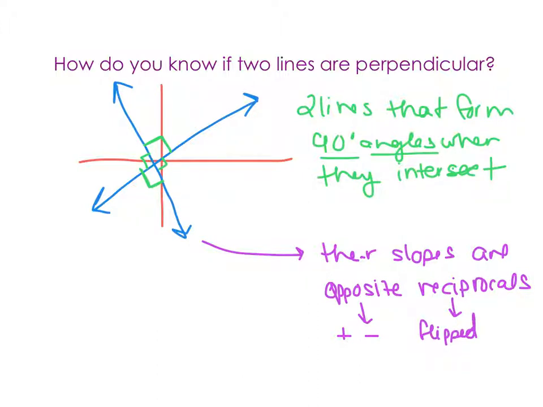Just to give you a little example, we'll do that over here. An example is, say we have the number positive 1/2. The opposite reciprocal of positive 1/2, since this is a positive, is a negative. Flip the fraction, 2/1. So what happens with perpendicular lines is their slopes are what are called opposite reciprocals.